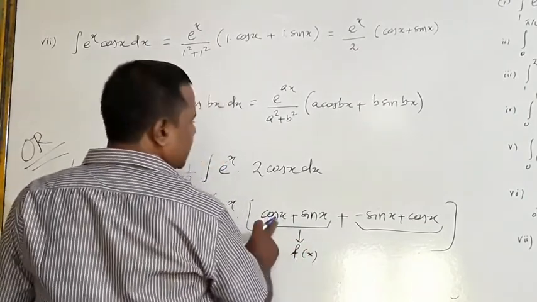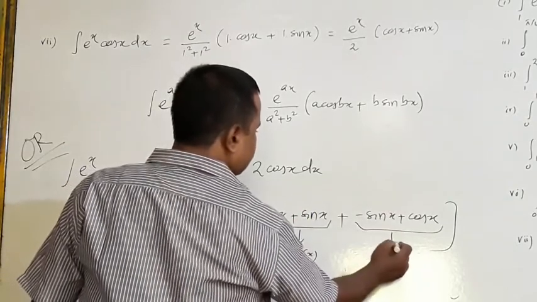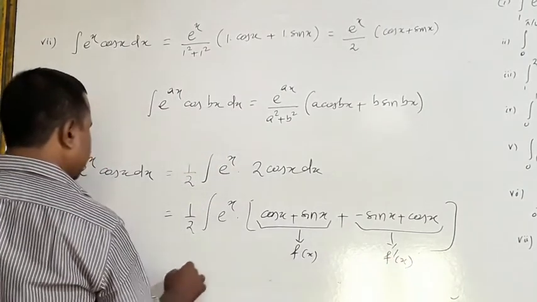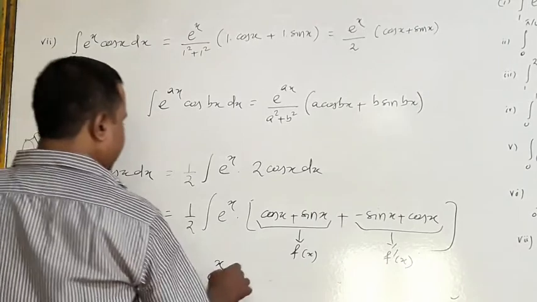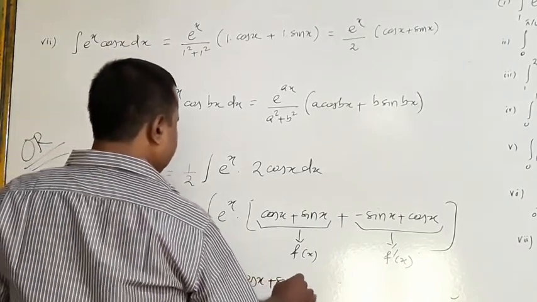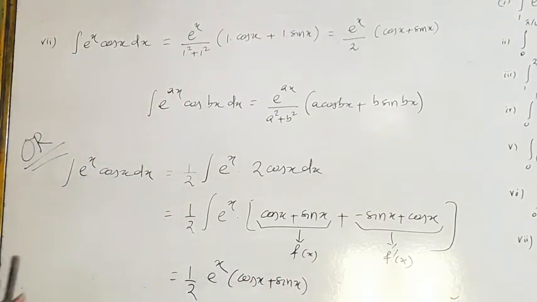Look here. It is just your f(x). What is the derivative of cos x? It is minus sin x. What is the derivative of sin x? It is cos x. That is your f(x). The answer is half e to the power x f(x), because I have given you the formula: integral of e to the power x into f(x) plus f dash x. The answer is e to the power x f(x). After this integration, you can put in the limits and find the answer. Okay.